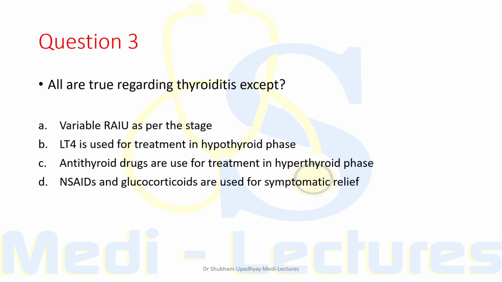Last question, all are true regarding thyroiditis except: there can be variable radioactive iodine uptake as per the stage. True. Levothyroxine is used for treatment in hypothyroid stage. True. Anti-thyroid drugs are used for treatment in hyperthyroid phase. It is absolutely false. NSAIDs and glucocorticoids are used for symptomatic relief. This is also true. So the correct answer to this question will be option C.